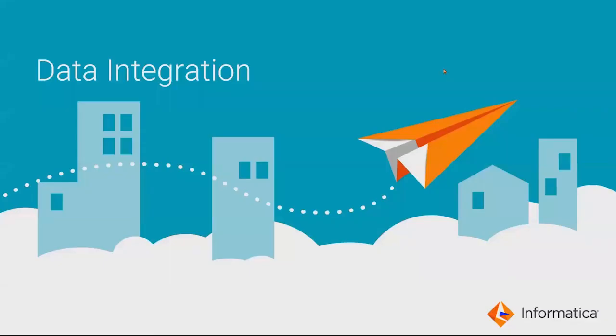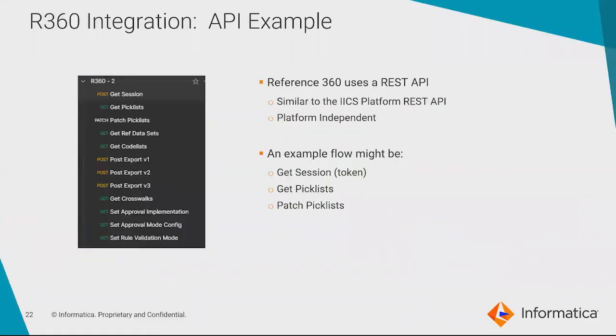Now let's talk a bit about data integration, how we get data out of Reference 360. We have a REST API that's very similar to the cloud platform REST API that we have, which provides a platform-independent REST API. This way you can use CAI, you can use CDI, our products, or we have customers using, as I said, Dell Boomi and MuleSoft and others.